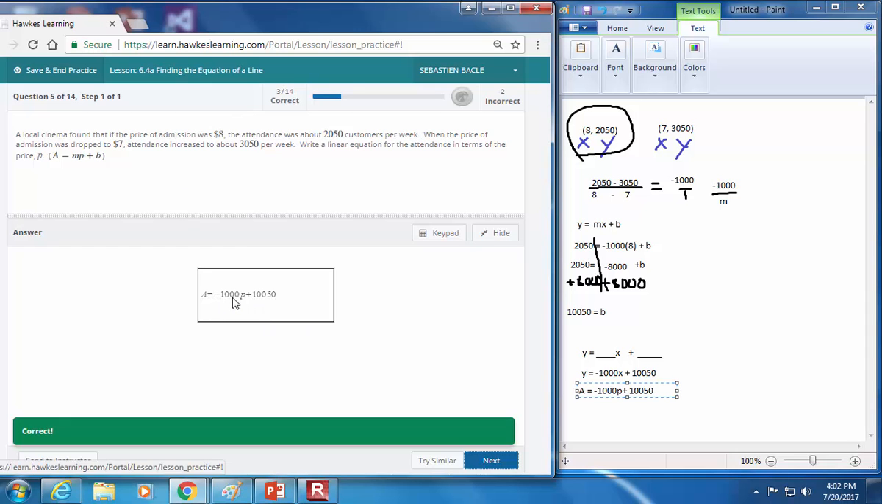Hey, I'm losing 1,000 people for every extra dollar that I charge. So if I were to put in a price of 0, my baseline would be 10,050 people coming to see the movie. Well, that's great, but I'm not getting any money for that. So as I increase the price, every dollar increase subtracts 1,000 from that attendance.